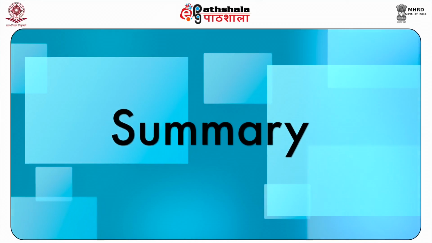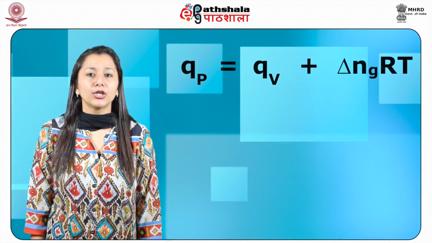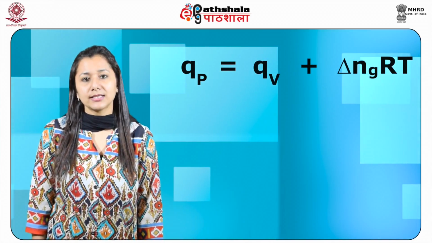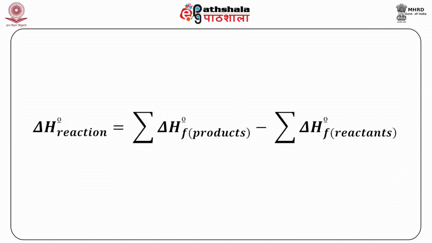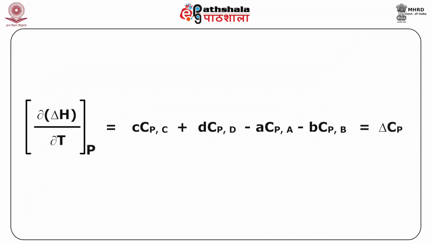Now we shall summarize what we have learnt in this module. The branch of chemistry which deals with the energy changes involved in a chemical reaction is called thermochemistry. The relation between enthalpy at constant volume QV and enthalpy at constant pressure QP is given by QP equals QV plus delta NG RT. Enthalpies of reactions at 25 degrees Celsius can be determined if delta HF0 values of the reactants and products involved in the reactions are known. Kirchhoff's equation is given by the equation.